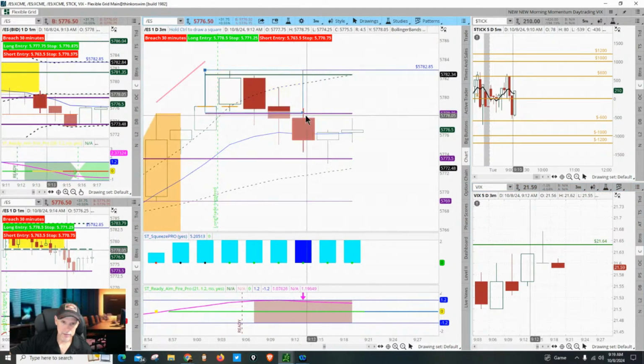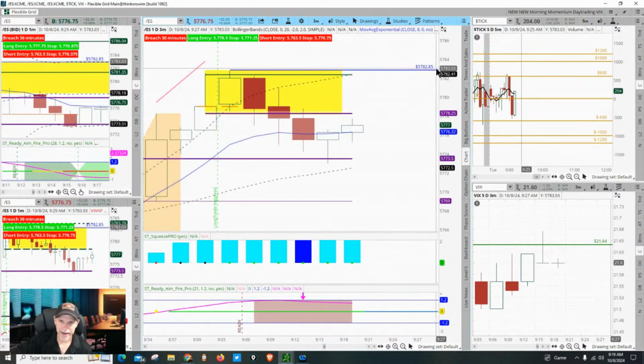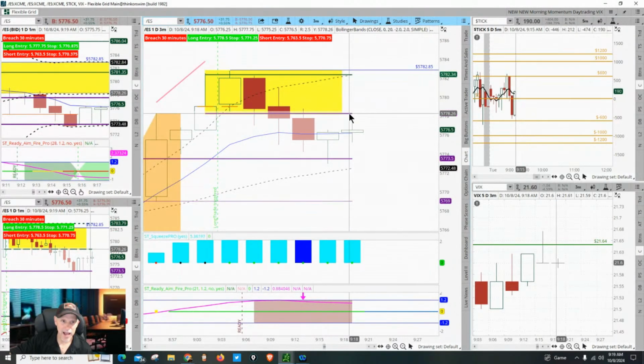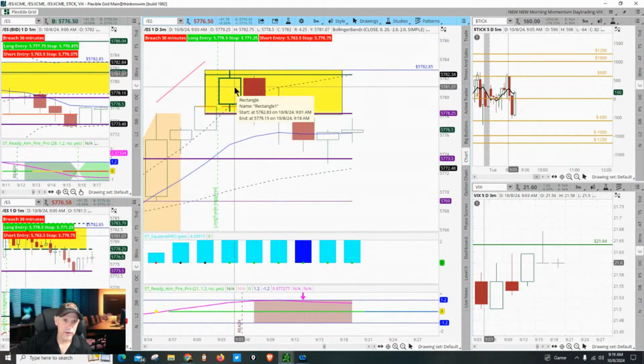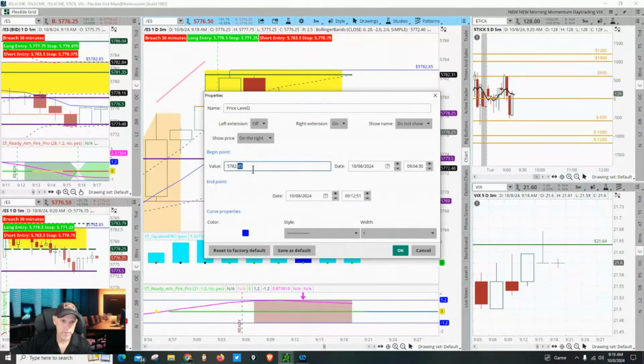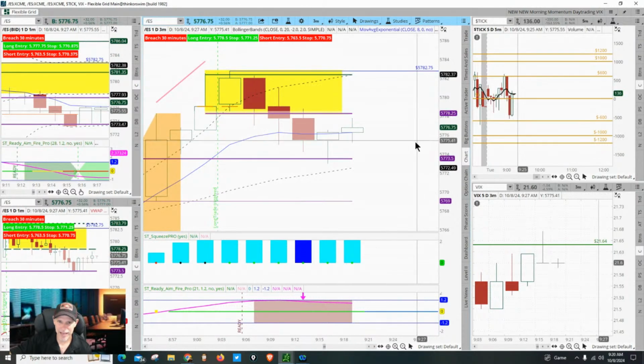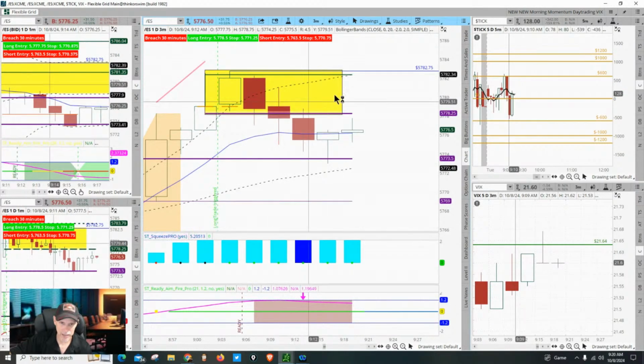Draw your box. 82.85, draw your box. 82.85 down to 78.25. Actually, 82.75. 82.75 to 78.25. That's where your box should be drawn.